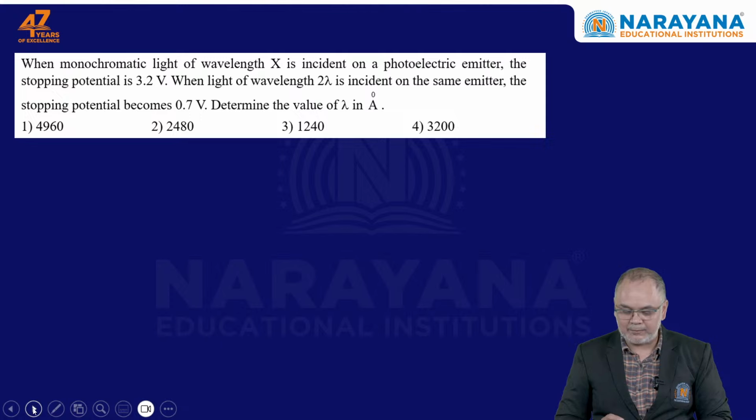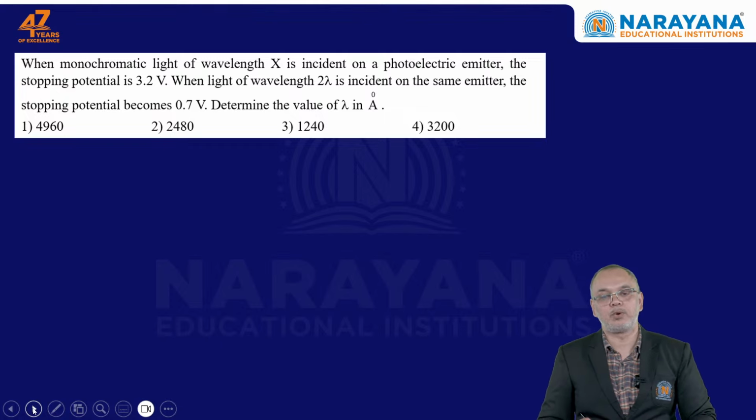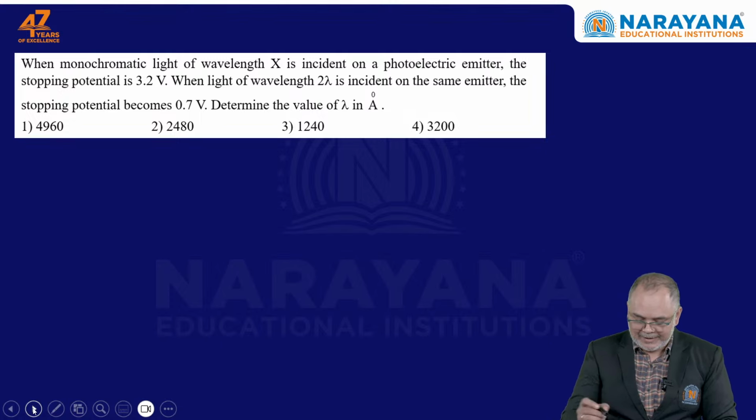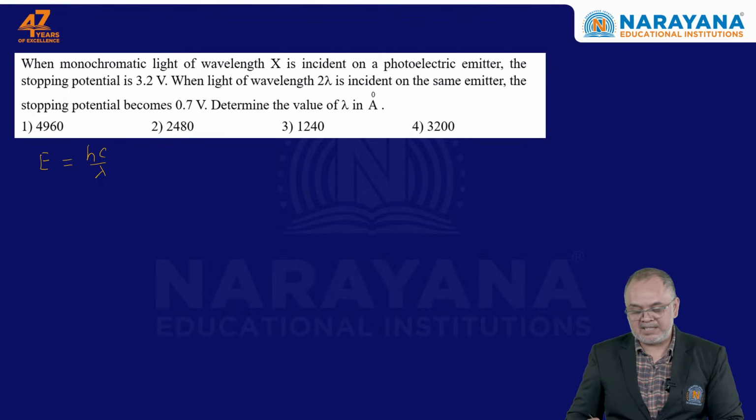The next question is related to the photoelectric effect. When monochromatic light of wavelength lambda is incident on a photoelectric emitter, the stopping potential is 3.2 volt. When light of wavelength 2 lambda is incident on the same emitter, the stopping potential becomes 0.7 volt. Determine the value of lambda in angstrom. Now here if you see, the first case wavelength is what? Lambda. So if I assume the energy for this wavelength E, then I can write hc by lambda. And in the second case the energy is what? That is hc by 2 lambda.